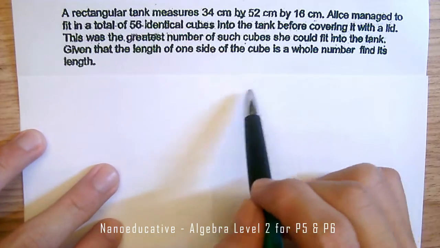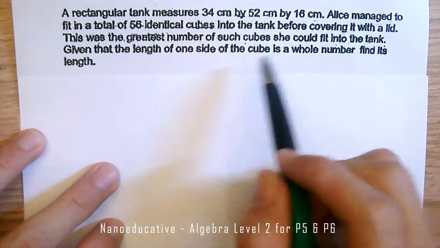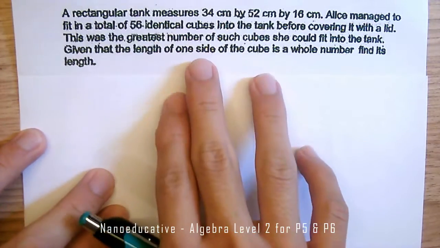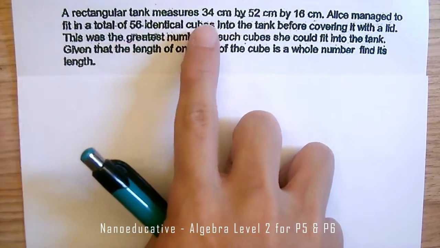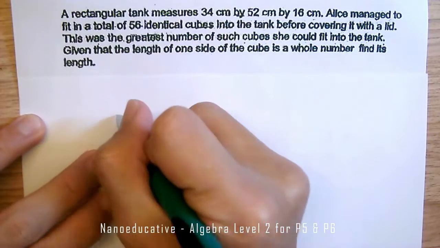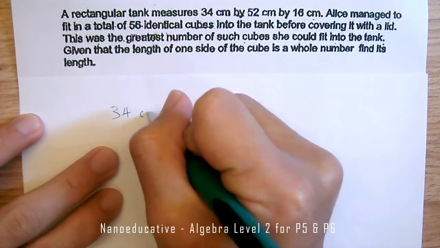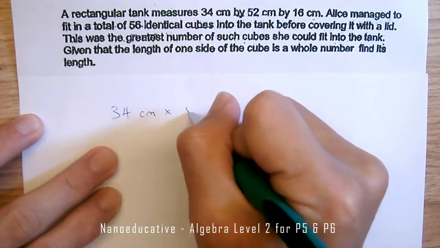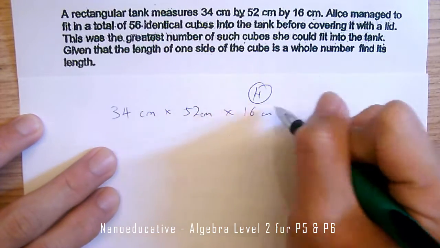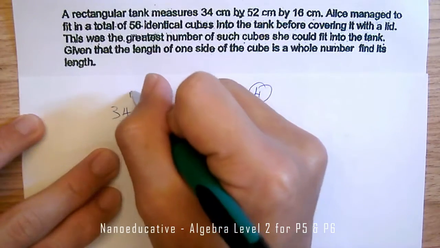Okay, this is one of the more difficult whole number volume hybrid type of questions. So just let me run through this question with you. They said that a rectangular tank measures 34 by 52 by 16. So our normal understanding is this is the height, this is the length, and this is the breadth.